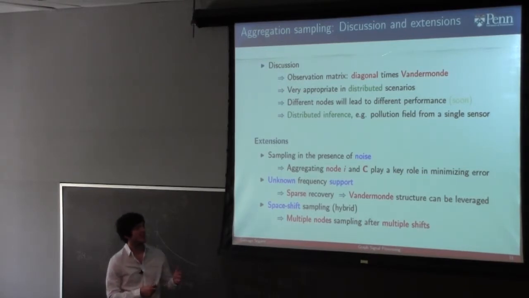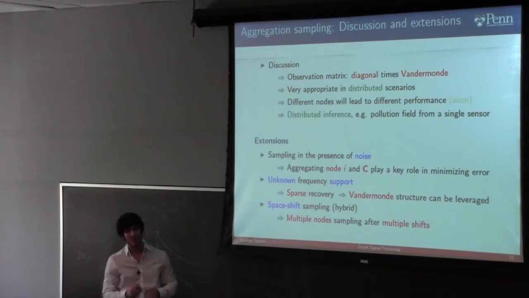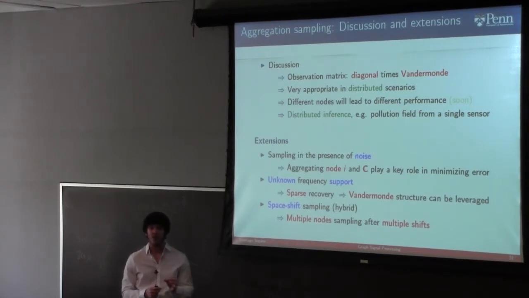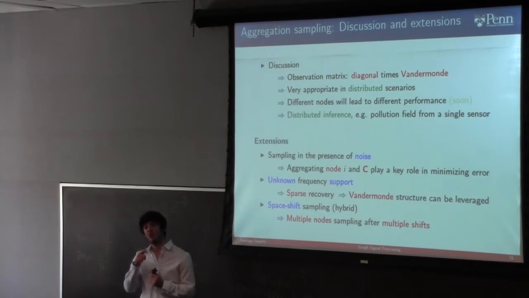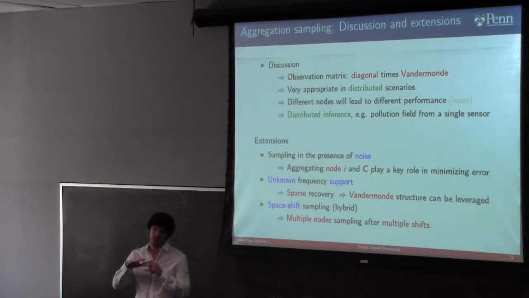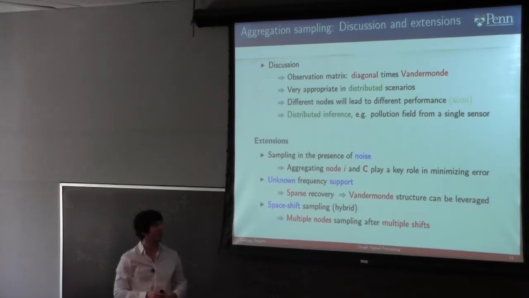For example, say that you have any field that you're trying to estimate. You can estimate that field two ways, right? One, just putting sensors in different places, that will be sort of selection sampling. Or you can put a sensor somewhere and then know the dynamics of the system. That would be aggregation sampling. So the guy just sitting there and measuring how the pollution varies with time could reconstruct the original pollution field. Okay?